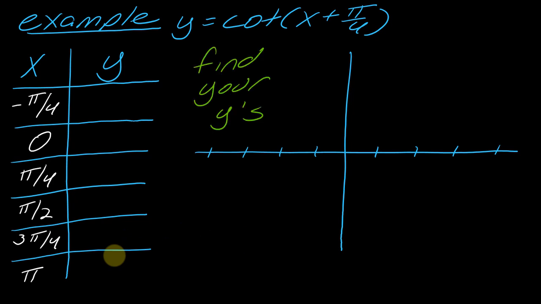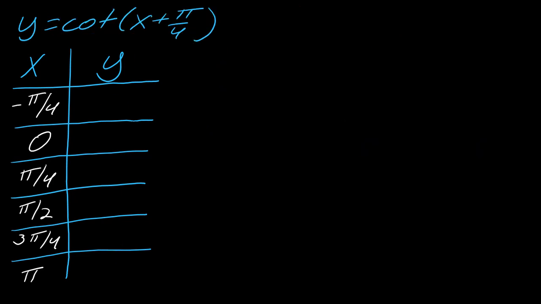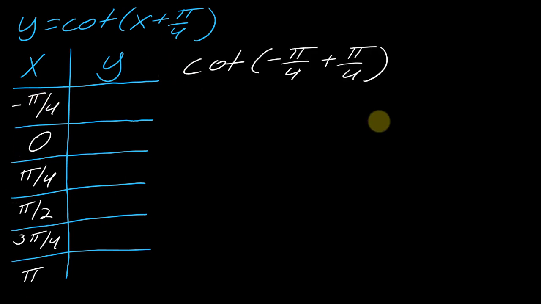All right, so now once you get that, it's just a matter of finding your y's. So let's make some space and let's do that. So now I'm just going to start plugging these in. So if I plug in negative pi over 4, look at what I get. I get cotangent of 0. Cotangent of 0 is undefined. So you might want to use the tables that we set up for tangent and cotangent to help you figure some of these out if you're not totally comfortable with these yet.